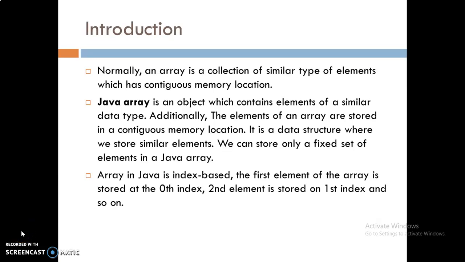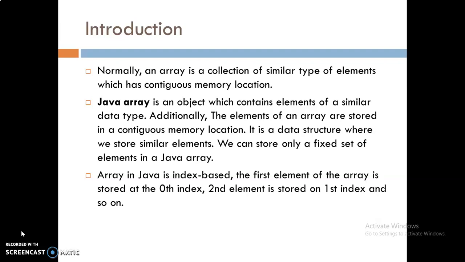Normally an array is a collection of similar types of element which has continuous memory location. It means array is nothing but a collection of similar types of element, same data type of elements, which has continuous memory location. In Java, array is an object which contains elements of a similar data type, as I said. Additionally, the elements of an array are stored in a continuous memory location. Yes, the addresses are continuous. It is a data structure where we store similar elements. We can store only a fixed set of elements in Java array.